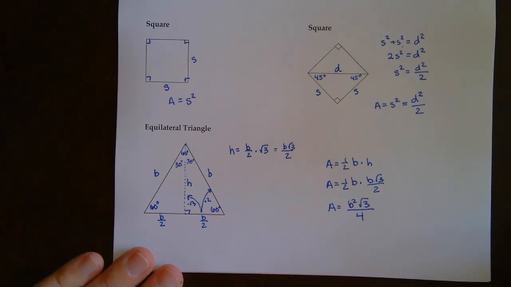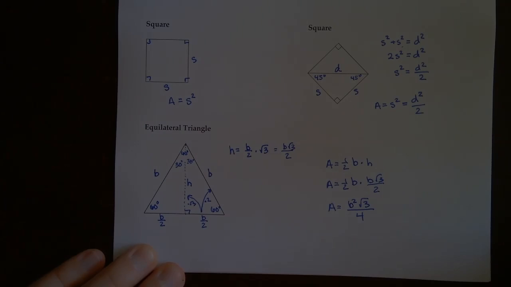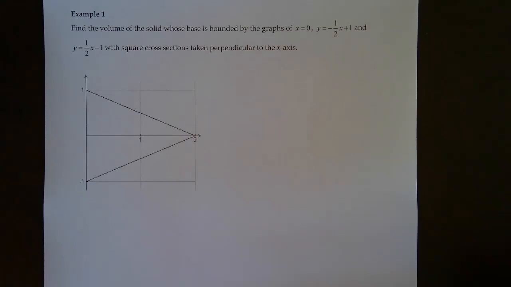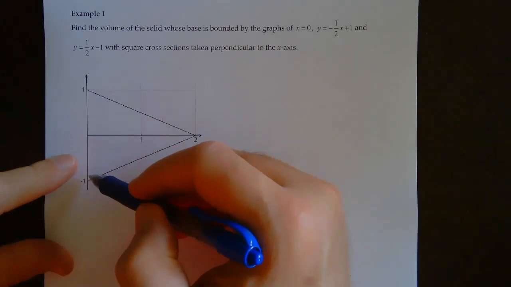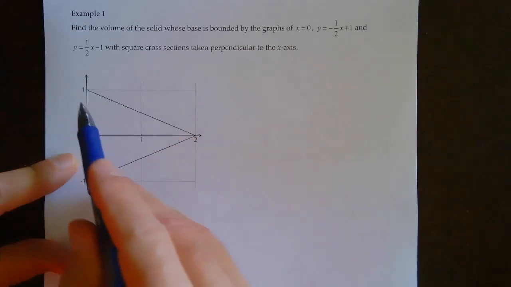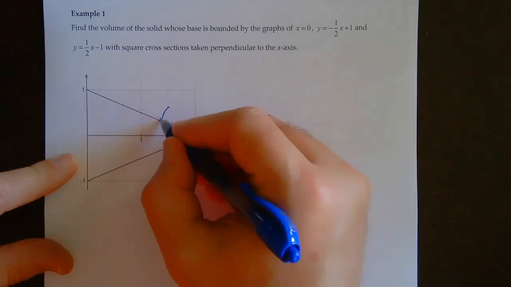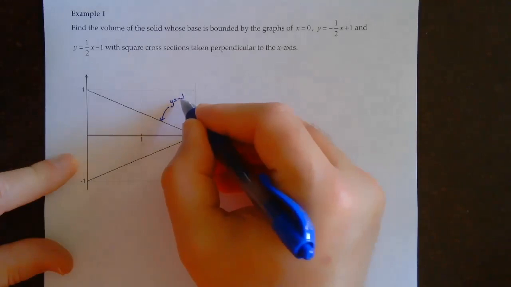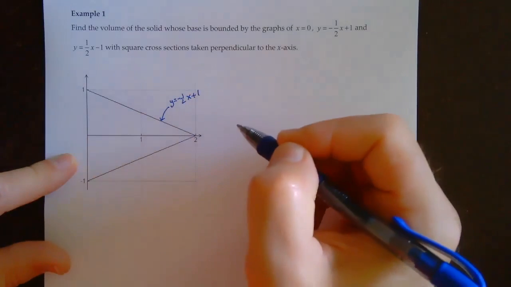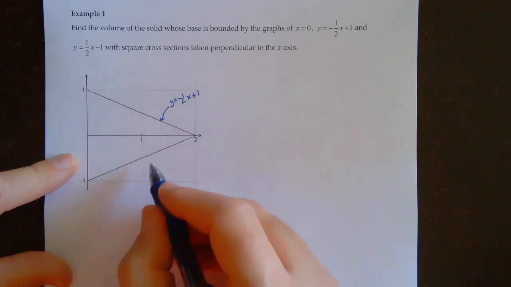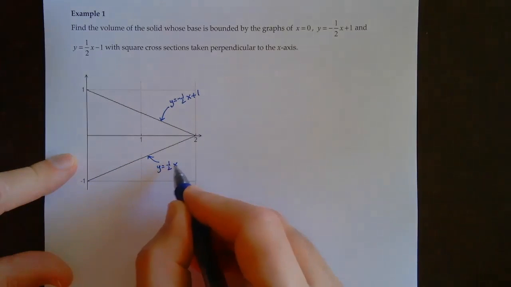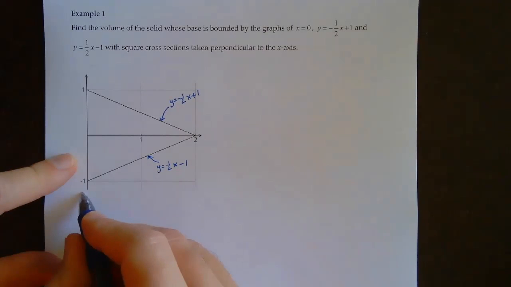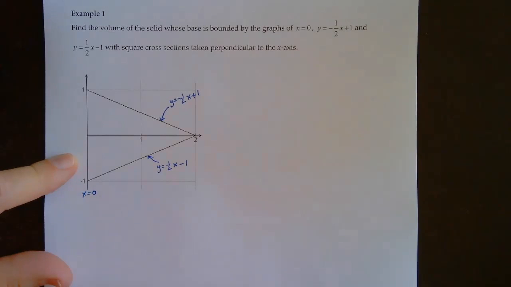All right, so let's do a problem and we can start talking about what we mean by all this. For this, we want to find the volume of the solid whose base is bounded by the graphs of x equals 0, which is the y-axis right here, y equals negative 1/2 x plus 1, that would be this one, and y equals 1/2 x minus 1, and that would be this one, and x equals 0 right there.